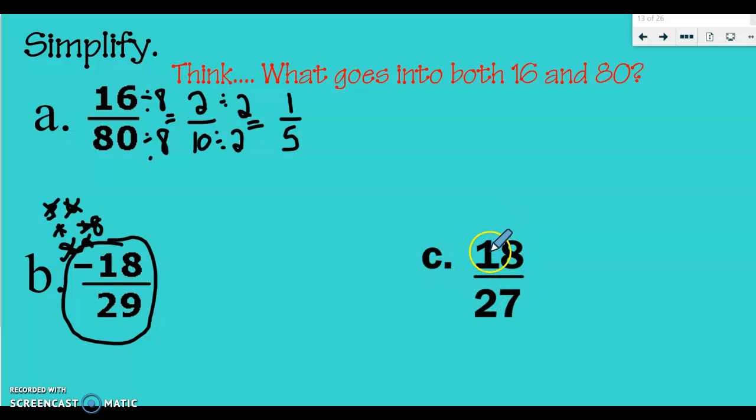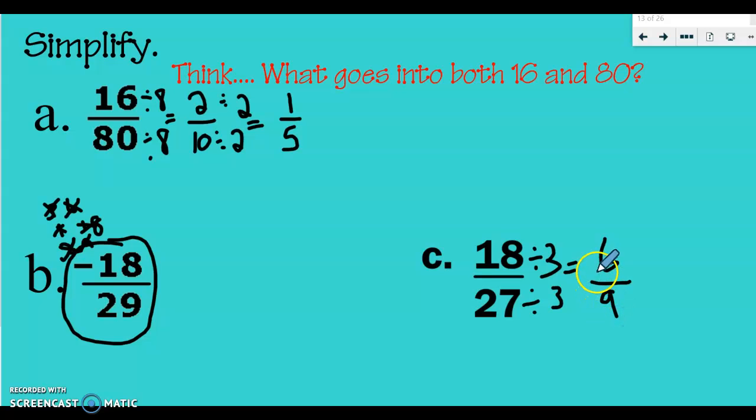So let's focus on C. That's 18 in your numerator, 27 in your denominator. So again, going through the list of factors of 18, 1 doesn't work because we're looking for something higher than 1. 2 doesn't work because 27 is not even. So let's look at 3. 3 goes into both of them, so I'm going to divide by 3, even though I don't think that is your greatest common factor, but that's the first common factor that I've seen. So 18 divided by 3 is 6 in your numerator, and 27 divided by 3 is 9.